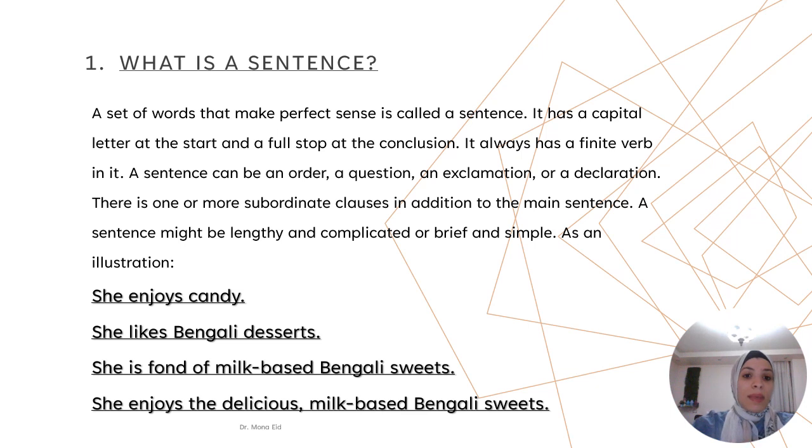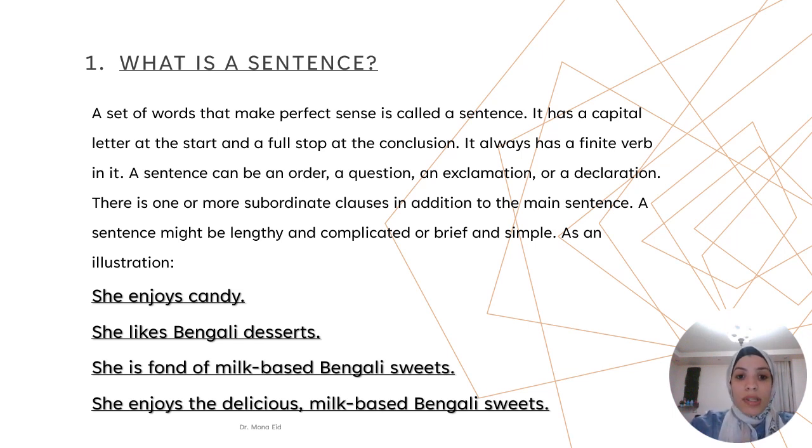A sentence can be an order, or a question, when you want to know about something, you ask or make a question. An exclamation, when you want to show your excitement or your reaction towards something. Or a declaration that refers to a formal statement or announcement made with significance. For example, when you say, his passionate declaration of love took her by surprise.